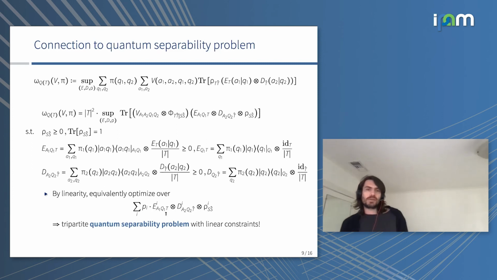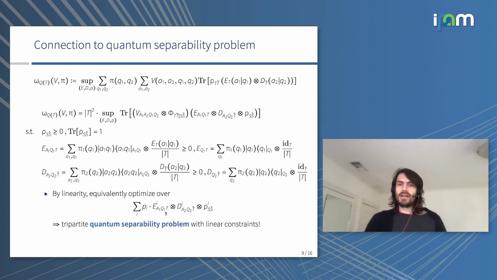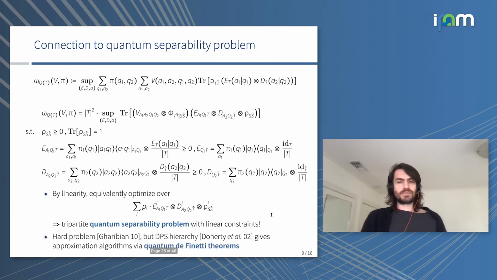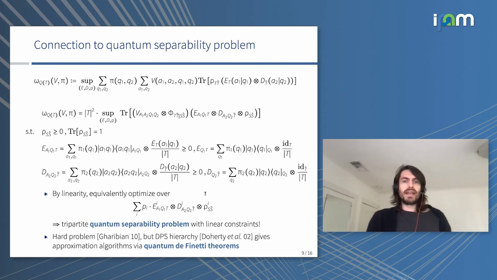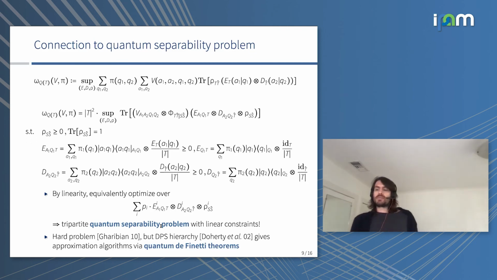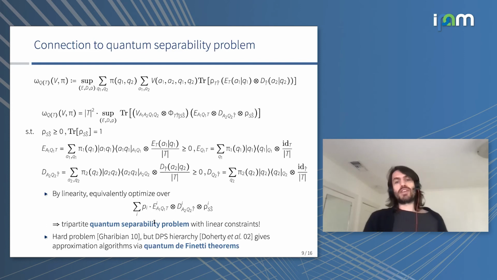So what I want to say here is this is now an instance of a well-known problem, the quantum separability problem, in particular in this tripartite version, where, however, we have these added linear constraints. If you don't know the quantum separability problem, that's fine. It's the problem that you want to optimize over the set of separable states, and here it's in these three-party cuts, and this of course lives in this overall Hilbert space. And this is unfortunately a hard problem.